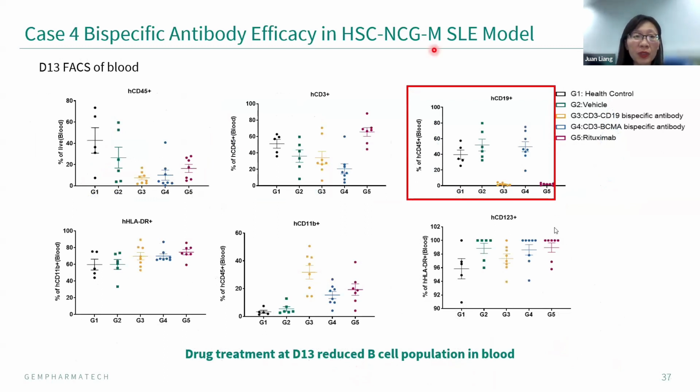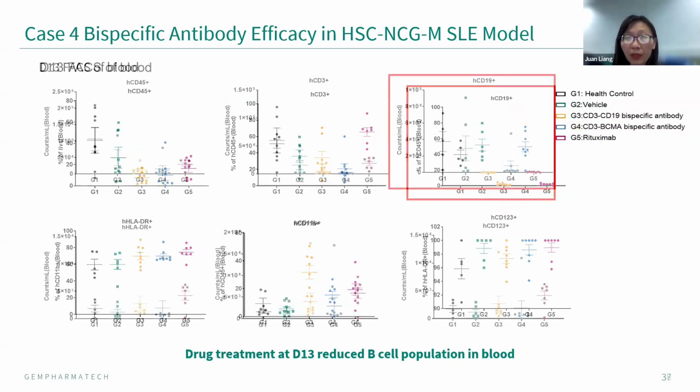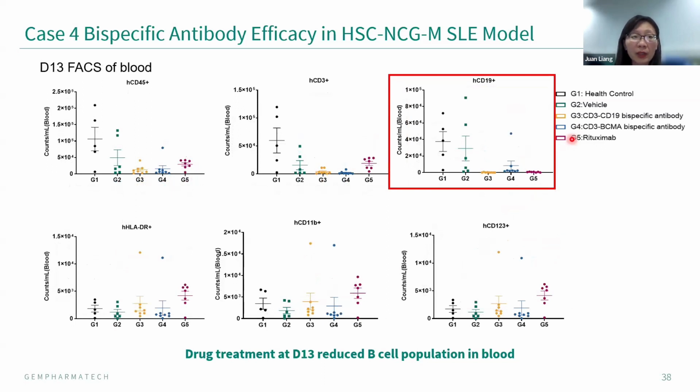And here we show the FACS data of the immune cell population after 13 days of treatment. Very interestingly, only the CD3 CD19 bispecific antibody could reduce CD19 ratios as indicated here after 30 days of treatment. But when we look at the cell counts in the blood, both the bispecific antibody treatments could reduce the CD19 positive B cell levels.